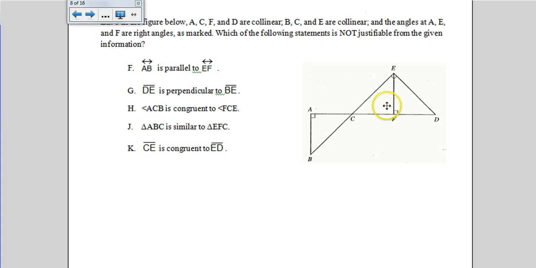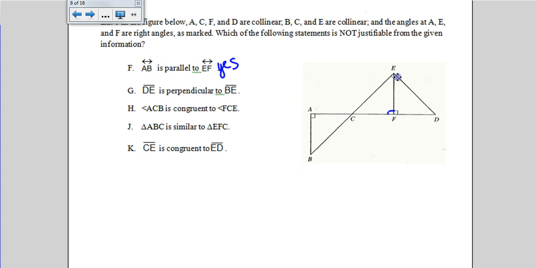Now AB and EF being parallel. I know from the picture you guys think it's parallel. They actually are parallel. If you can give me a reason, you can put yes. If you aren't sure, you can still put a question mark. But the reason they're parallel is if this angle is 90 degrees, and then this angle is 90 degrees right here, then since the alternate interior angles are congruent, these lines have to be parallel. That's using that postulate in reverse. So this is true, which means it's not the answer we're looking for. DE perpendicular to BE. Let's see.